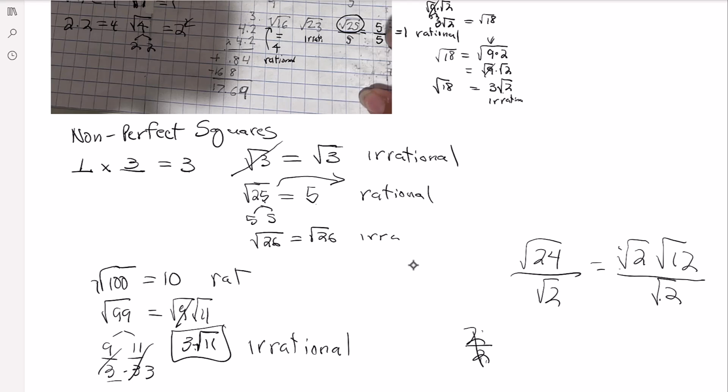Any number divided by itself, except for 0, will just cancel to 1. And now we have the square root of 12. The square root of 12 can be rewritten as root 4 times root 3, and the square root of 4 is 2.